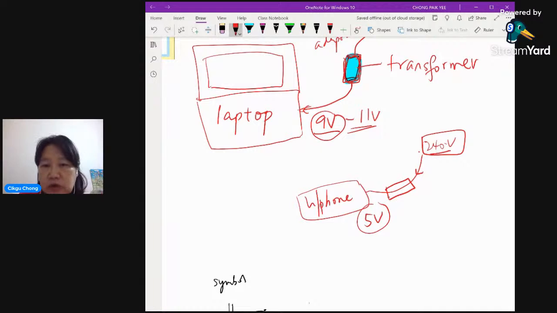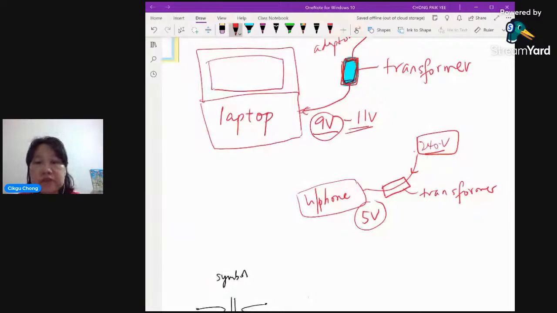So here we also have that piece of thing at the socket, which also has a transformer to convert the voltage from 240 to 5 volts so that your handphone can use it. Otherwise it will damage your handphone, because the voltage is incompatible. That means 不适合, it's not suitable.